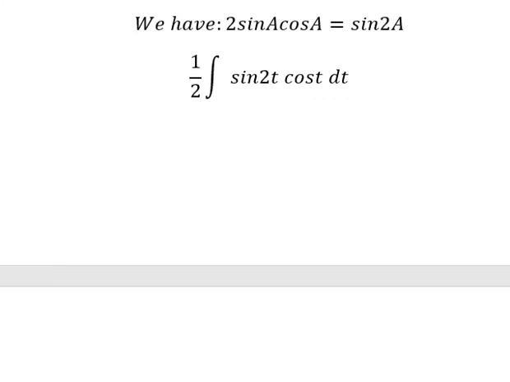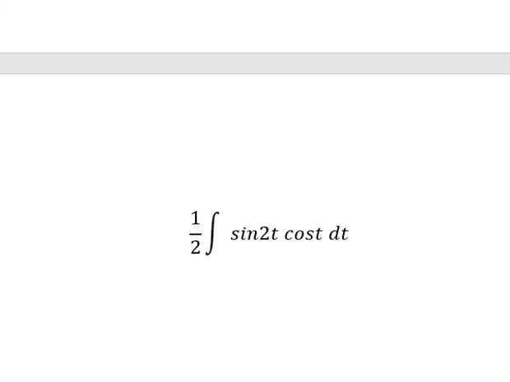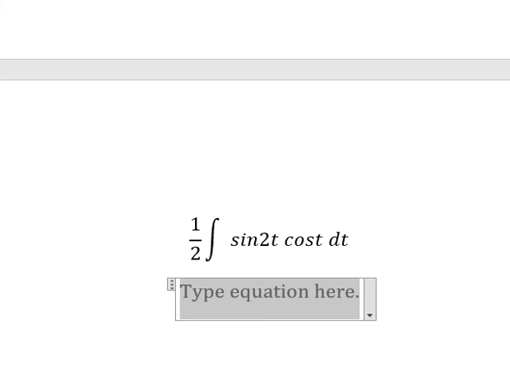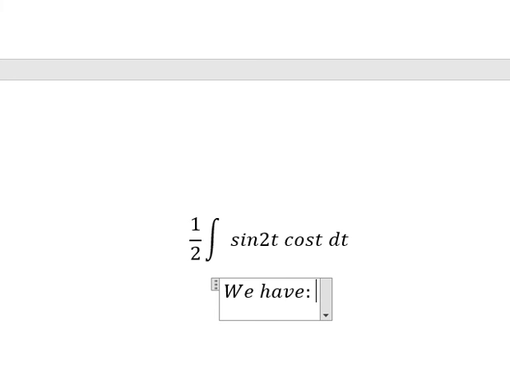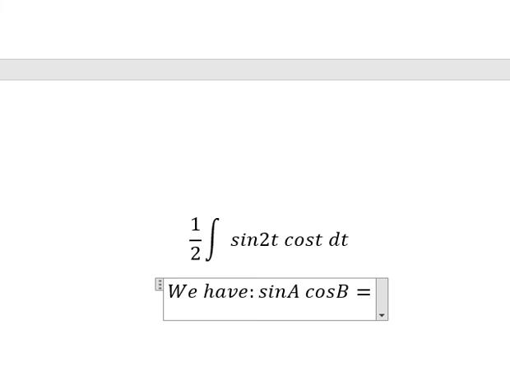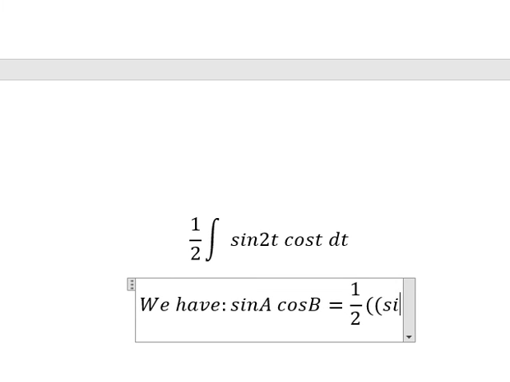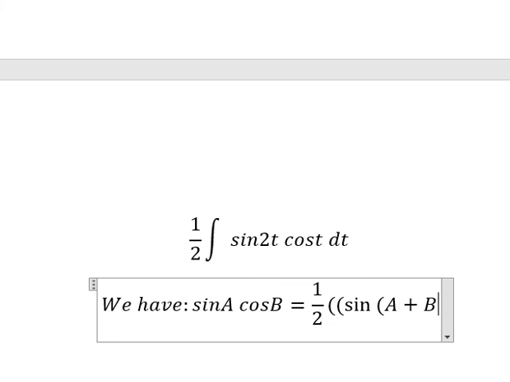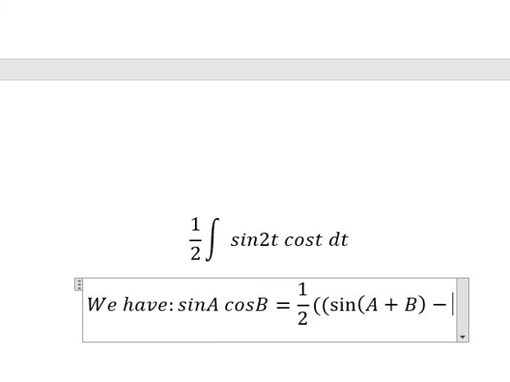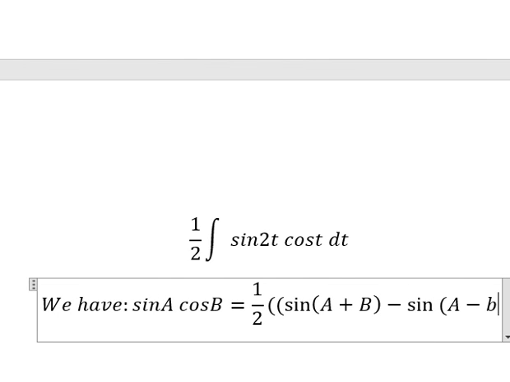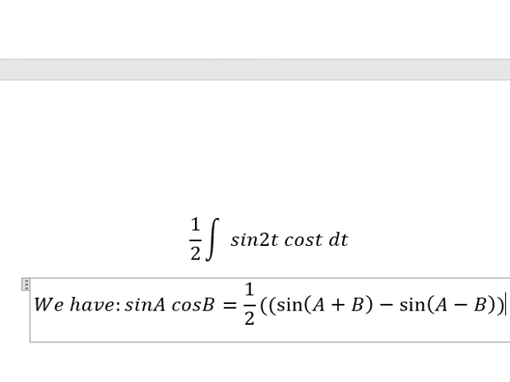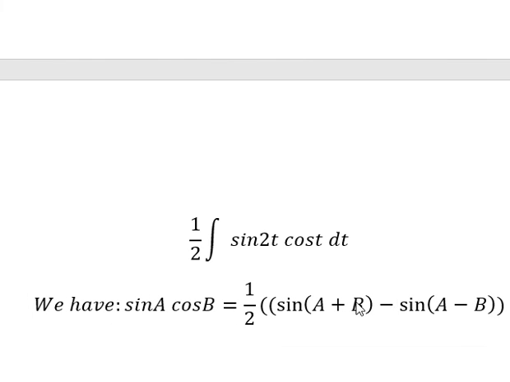Next, we have the next formula in here. Sine a cosine b equals 1 over 2 of sine of a plus b minus sine of a minus b. Positive. So now we can apply this formula for this one in here.